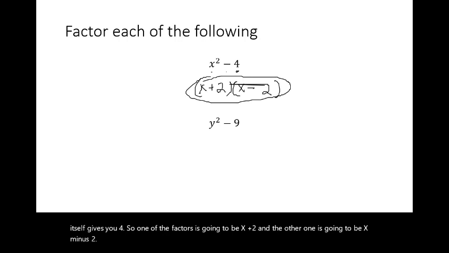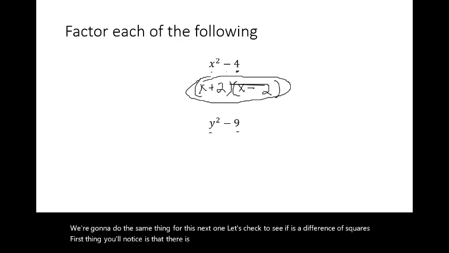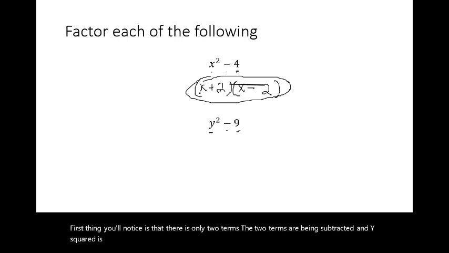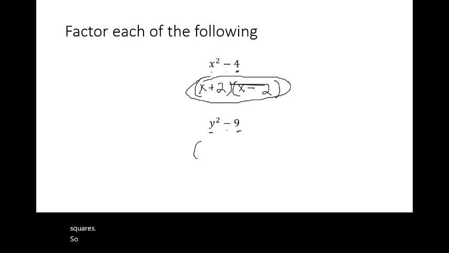We're going to do the same thing for this next one. Let's check to see if it is a difference of squares. First thing you'll notice is that there's only two terms. The two terms are being subtracted. And y squared is a perfect square, and 9 is a perfect square. So because there's only two terms, both of the terms are perfect squares and they are being subtracted, this is a difference of squares. So differences of squares always factor in the same way.